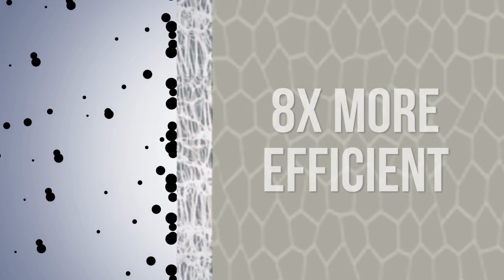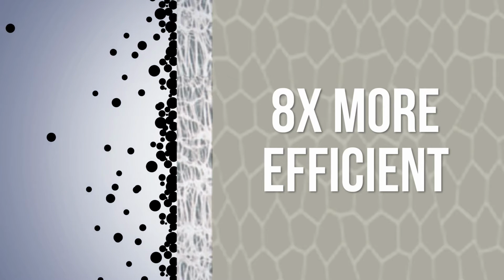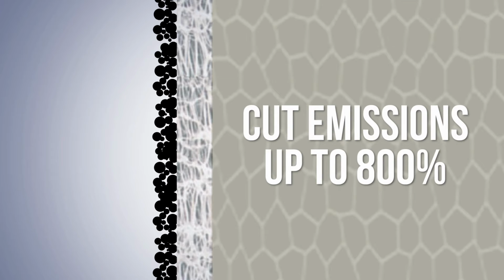Because of the small pore size, PTFE membrane bags are up to 8 times more efficient than a standard filter bag. This means it can cut out dust collector emissions by up to 800%.